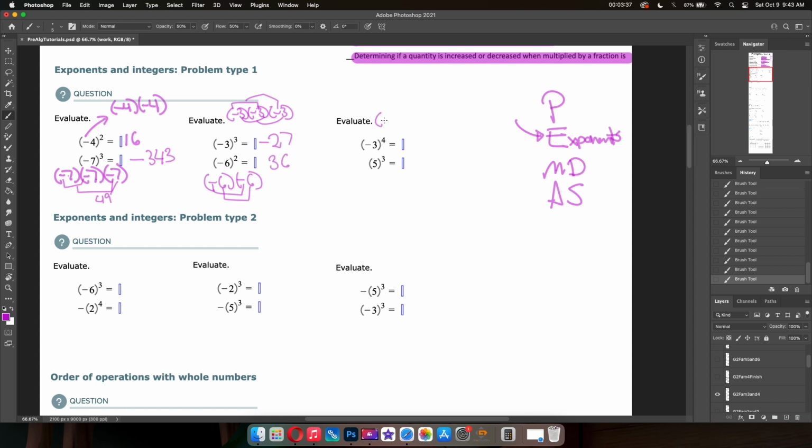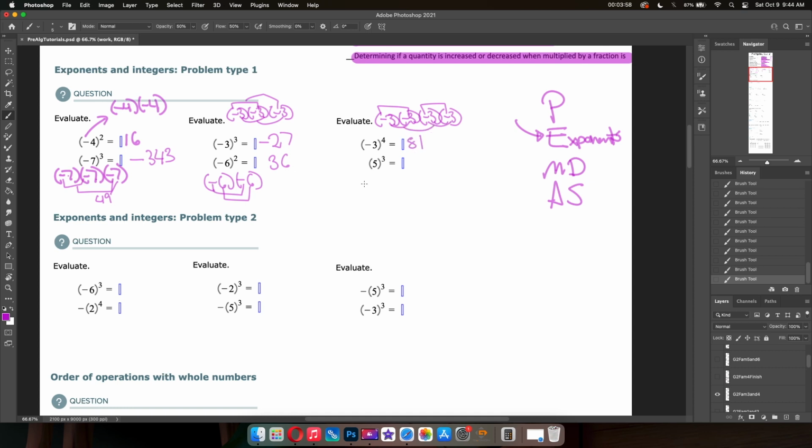Negative 3 to the 4th power, so that's negative 3, negative 3, negative 3, negative 3. So negative times a negative is a positive. Negative times a negative is a positive. Positive times a positive is a positive. Huzzah. 3 times 3 is 9. 3 times 3 is 9. 9 times 9 is 81.